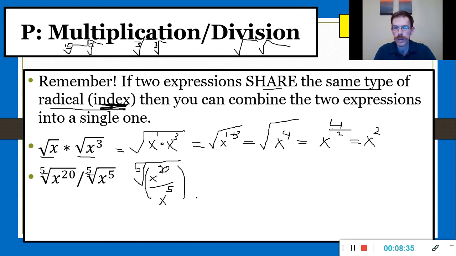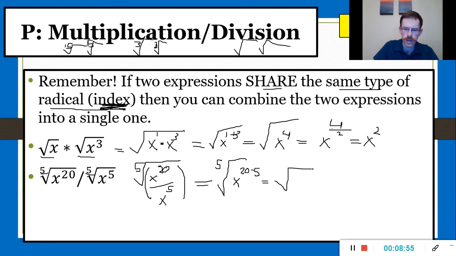That's one operation. Now, if you multiply variables, that means you add exponents. What does it mean when you divide variables? That's right, you're going to subtract exponents. That means this is the 5th root of x to the 20 minus 5. What's 20 minus 5? 15.